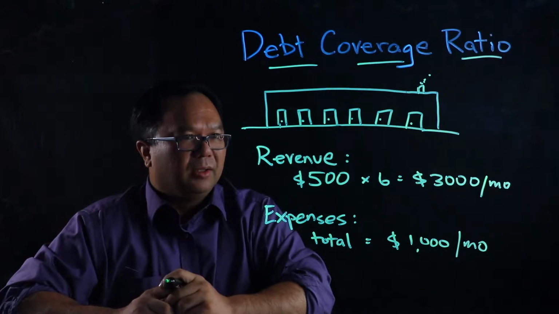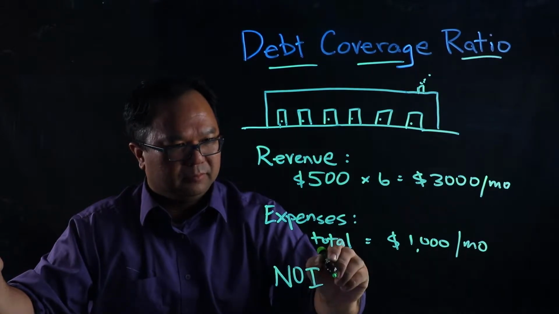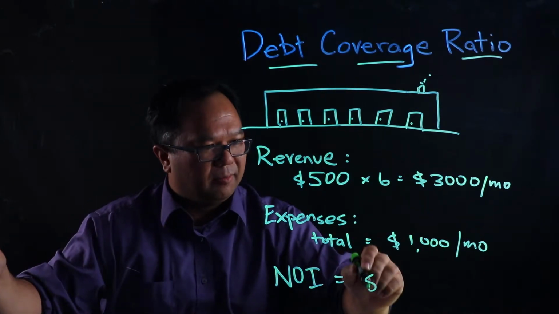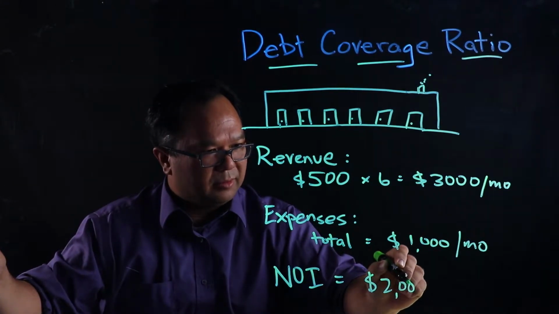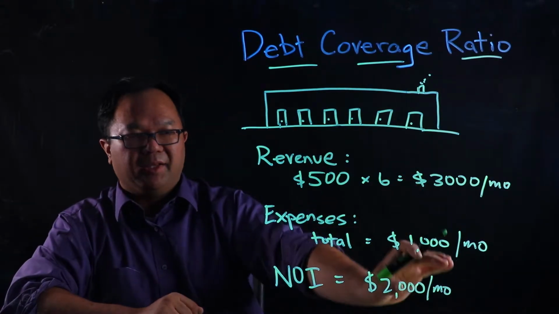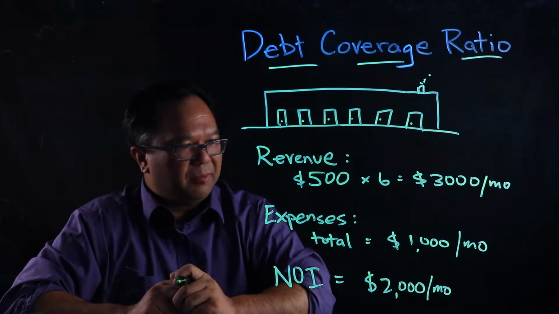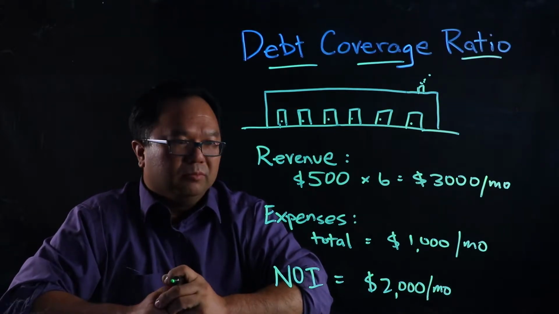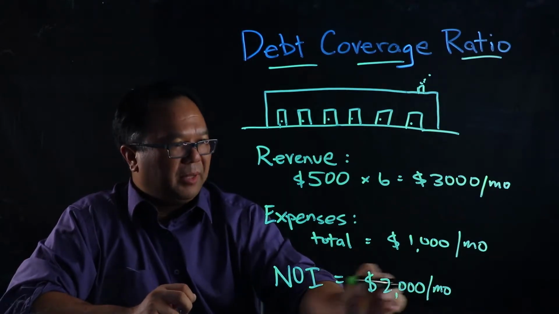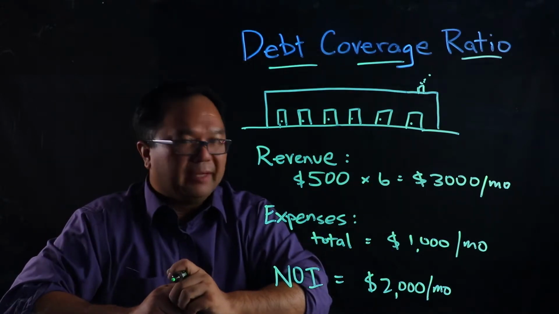So in this case, the net operating income monthly is your revenue minus your expenses. So in this case, it is $2,000 per month. In this example, we're going to stick to months here. So with a net operating income of $2,000, from there you have to determine what your debt coverage ratio is going to be based on this average monthly set of numbers.